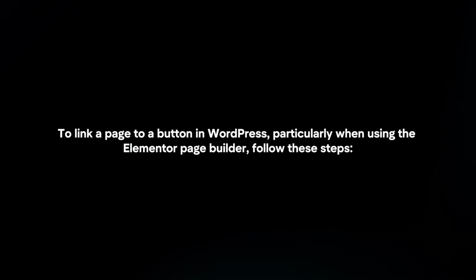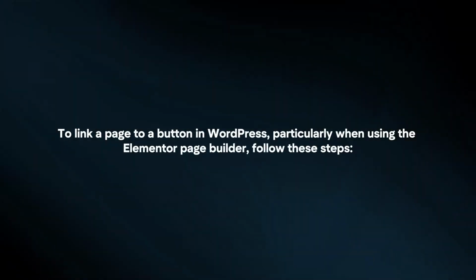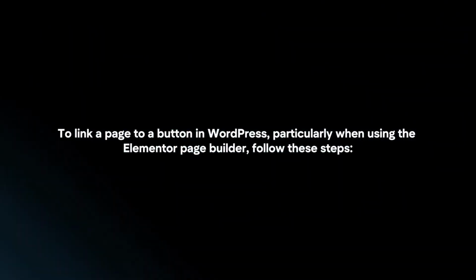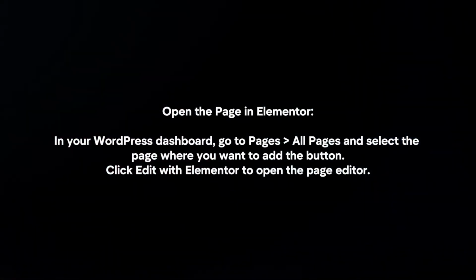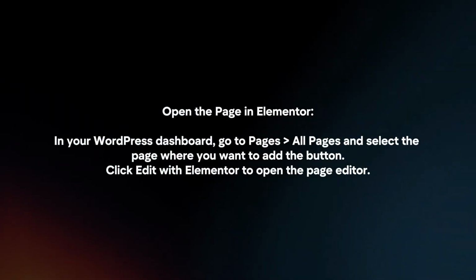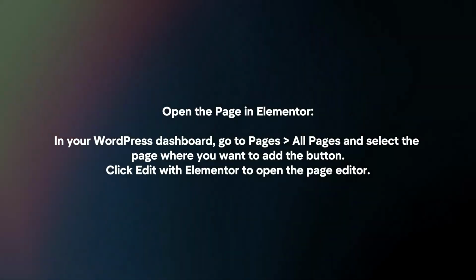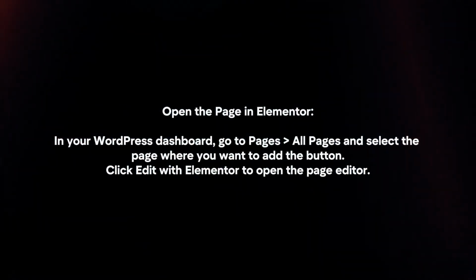To link a page to a button in WordPress, particularly when using the Elementor page builder, follow these steps. Open the page in Elementor. In your WordPress dashboard, go to Pages, All Pages, and select the page where you want to add the button. Click Edit with Elementor to open the page editor.